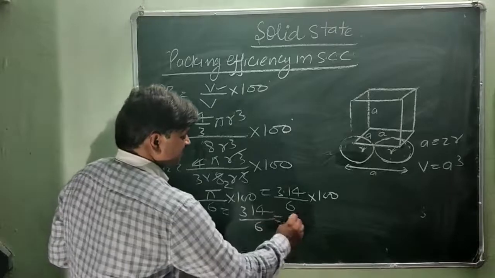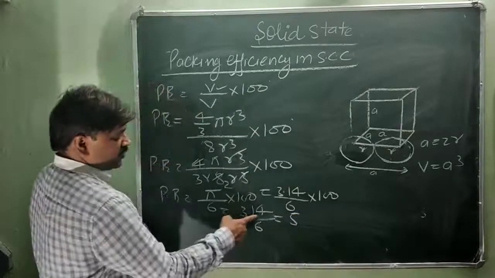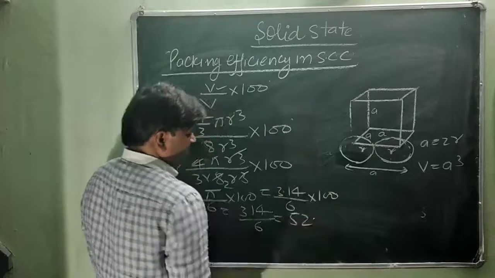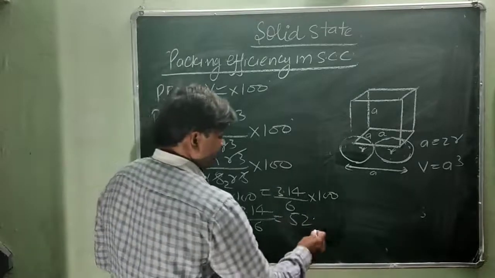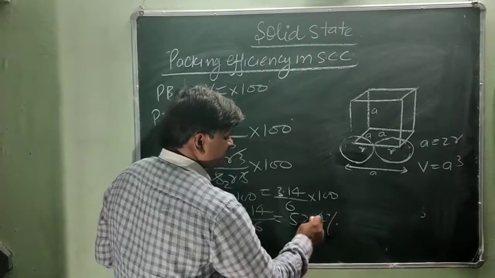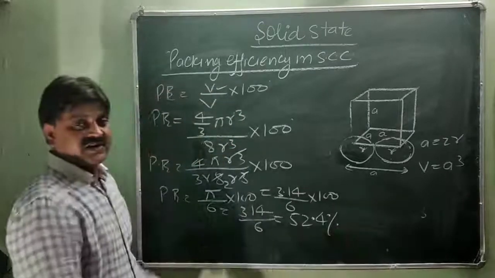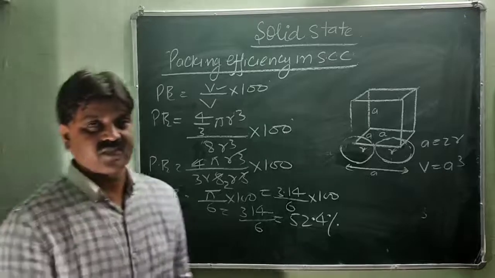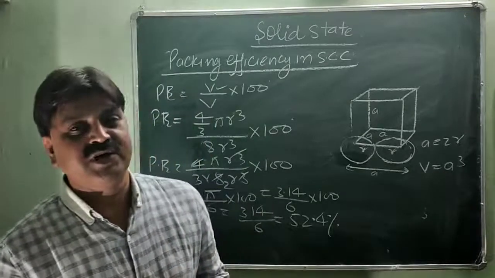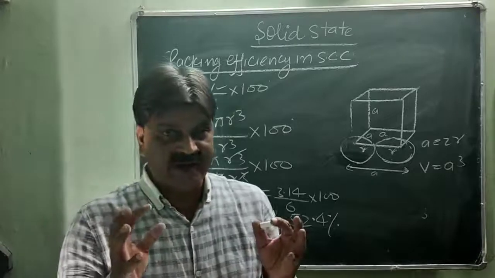So 6 fives are 30. Now 6 twos are 12. Now 6 fours are 24. So this is 52.4%. This is the packing efficiency in case of SCC. It means 52.4% of the unit cell is occupied by the atom in SCC.